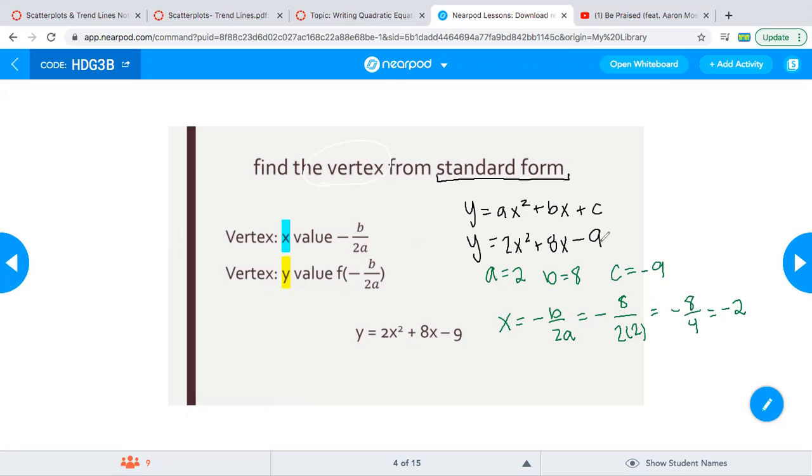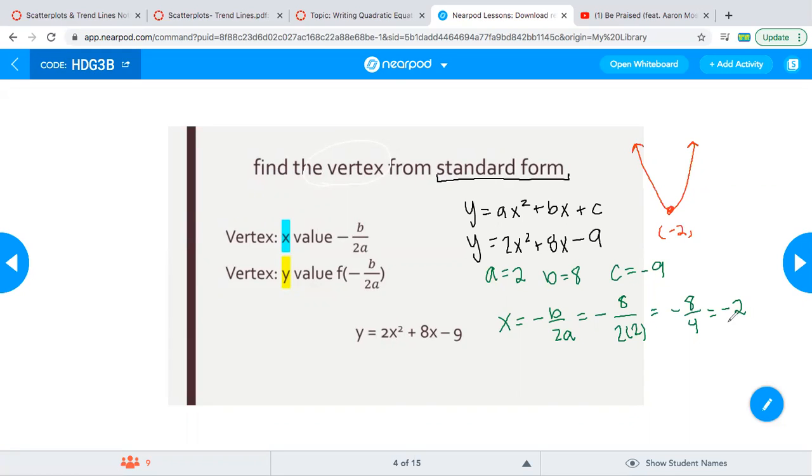Quick question. Is this parabola facing up or is it facing down? Why? Because the what value is positive? A value. So my A value is positive, so I know that this parabola is facing up. So if I was doing a rough sketch, I know this parabola is facing up, and I know the vertex is at negative 2, and we need to find that Y value.